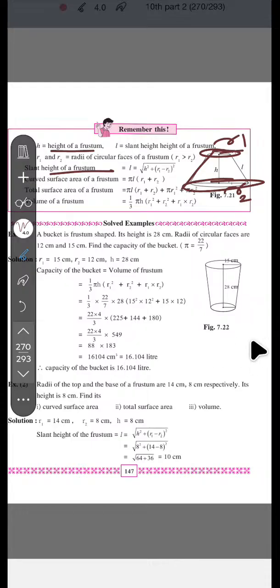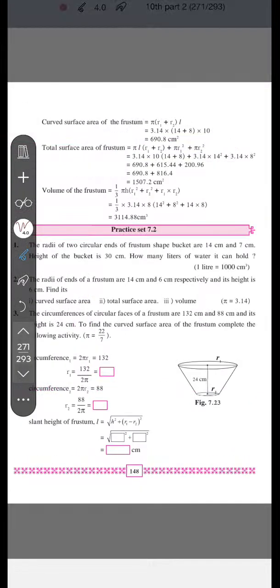The formula for slant height is L is equal to square root of h square plus (R1 minus R2) square. Curved surface area of a frustum is equal to pi L (R1 plus R2). Total surface area of a frustum is equal to pi L (R1 plus R2) plus pi R1 square plus pi R2 square. Volume of the frustum is equal to 1 upon 3 pi h (R1 square plus R2 square plus R1 into R2). We directly use the same formulas in practice set 7.2.